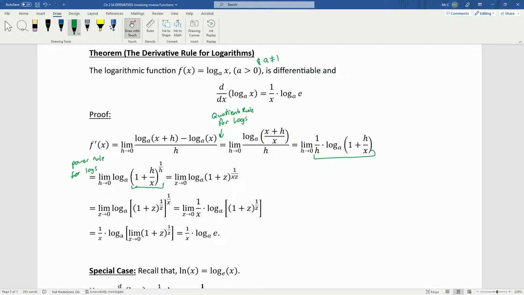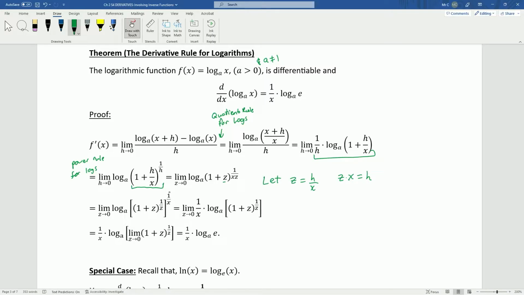So what we're going to do is make a substitution here. And the substitution we're going to make is letting z equal h over x. And so when we substitute h over x, we get z. And then for 1 over h, well, if I have z as h over x, then z times x is equal to h. So I plug in that and I get 1 over xz. And now instead of 1 over x times 1 over z, we're rewriting this using our exponent laws. So this is 1 plus z to the 1 over z to the 1 over x power.